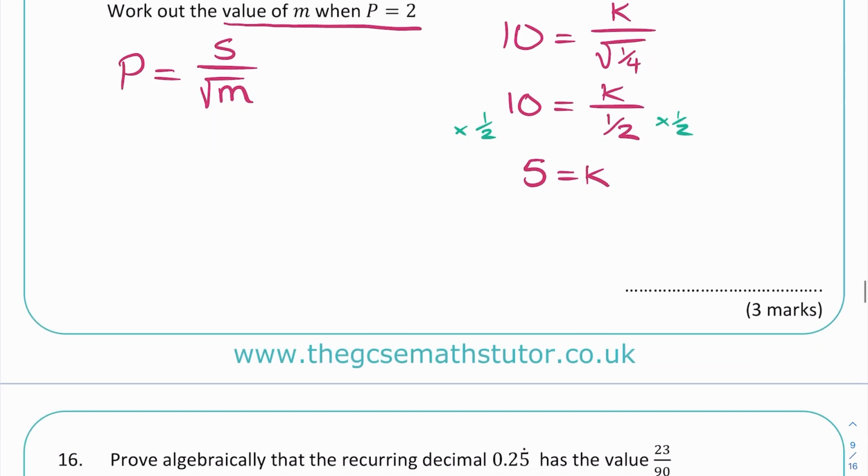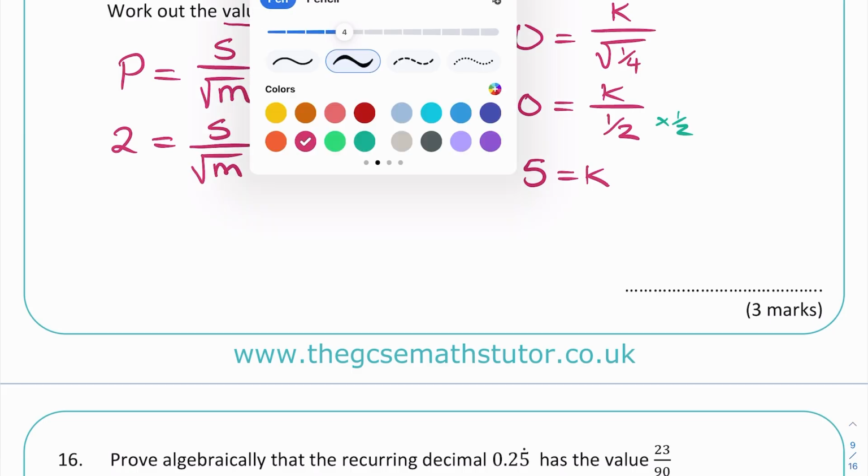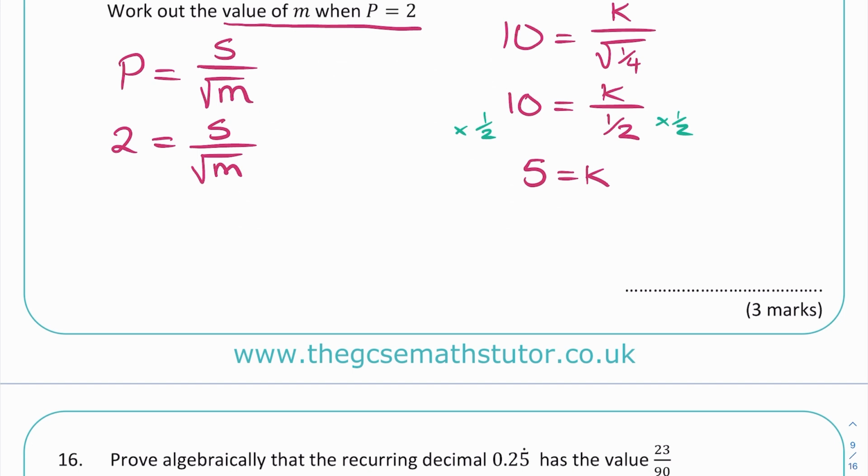So if I put p equals 2, I've got 2 is equal to 5 over the square root of m. I probably just want to rearrange that now because I want it to say m equals. So if I multiply both sides again by this denominator, that's just going to move it to the other side. That would give me 2 root m is equal to 5. And then I can divide both sides by 2 to get rid of the 2. And that would give me root m is equal to 5 over 2.